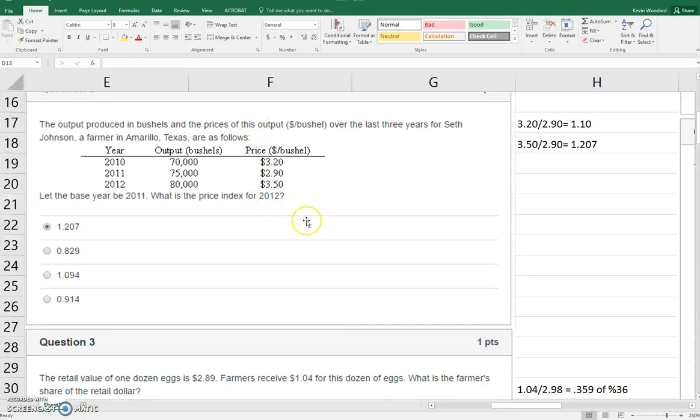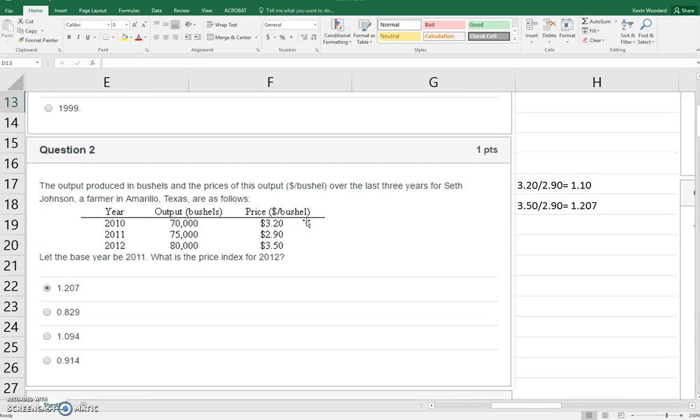So now we're going to look back at costs, again associated with certain years. We know that we have a farmer that's looking at the price index for 2012. So if we look at the base year of 2011, what is its price index going to be? 2011's price index is going to be a 1.0.